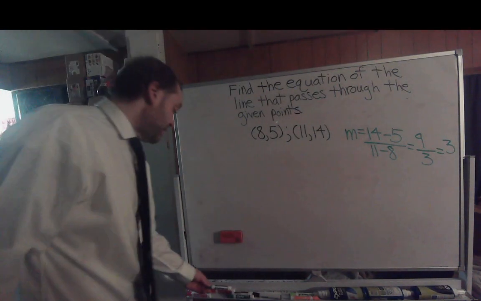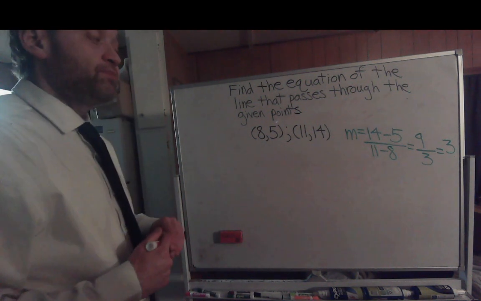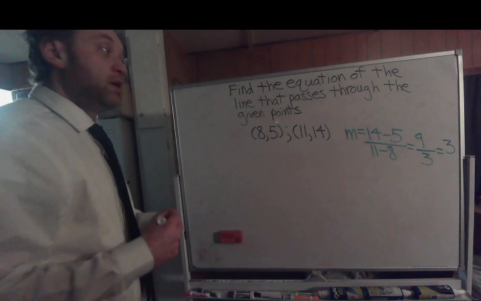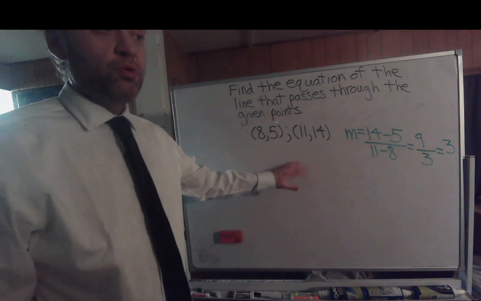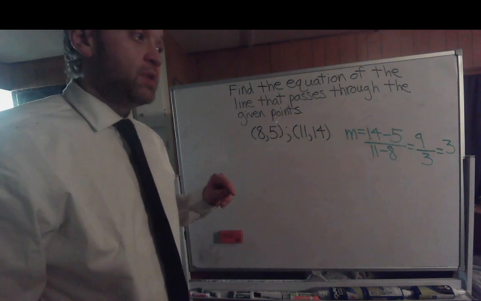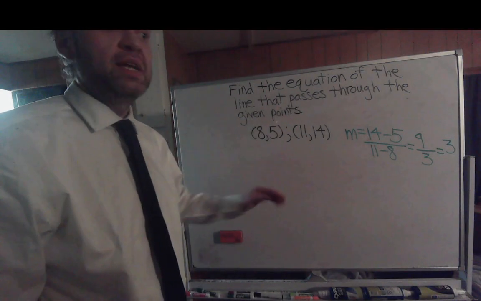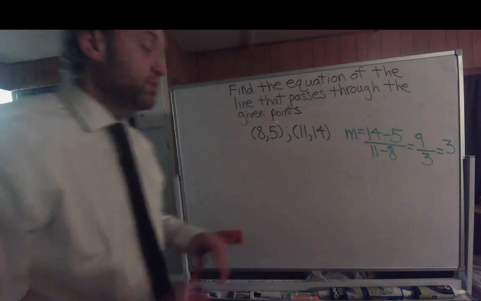Okay, that's great. We know the slope. Now what do we do? Well, you're still going to use your point slope form. When you're just given 2 points and once you know your slope, you just pick one of these 2 points to put in your point slope form. It does not matter which point you pick. You'll get the same result either way.